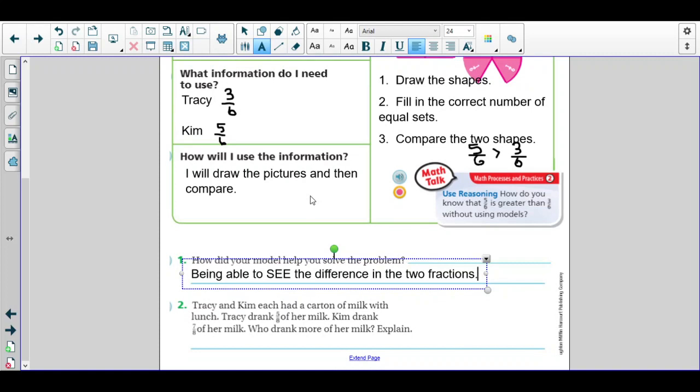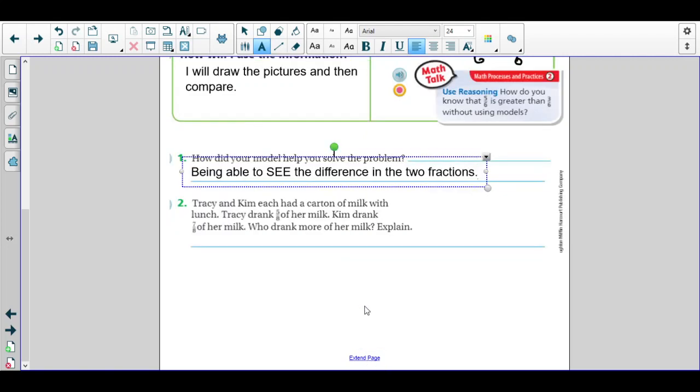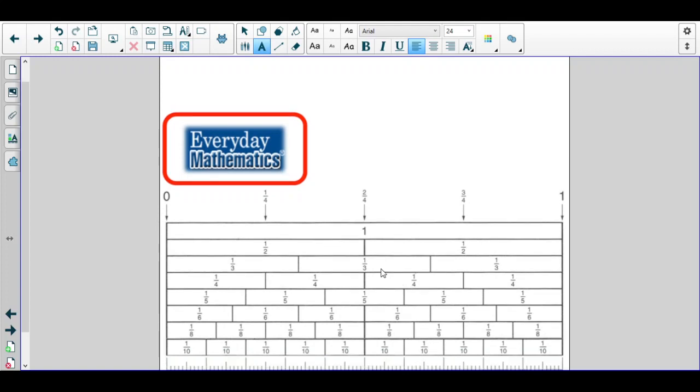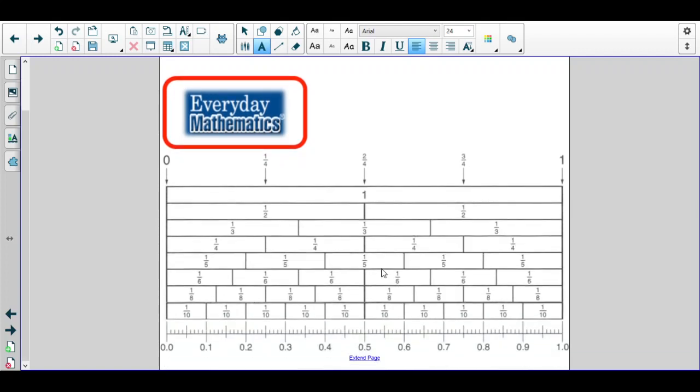Tracy and Kim each had a carton of milk. With lunch, Tracy drank 5/8 of her milk. Kim drank 7/8 of her milk. Who drank more, and explain? Well, I am going to go back to this right here. And we're going to use this model. This is going to help us out. So we had Tracy with 5/8.